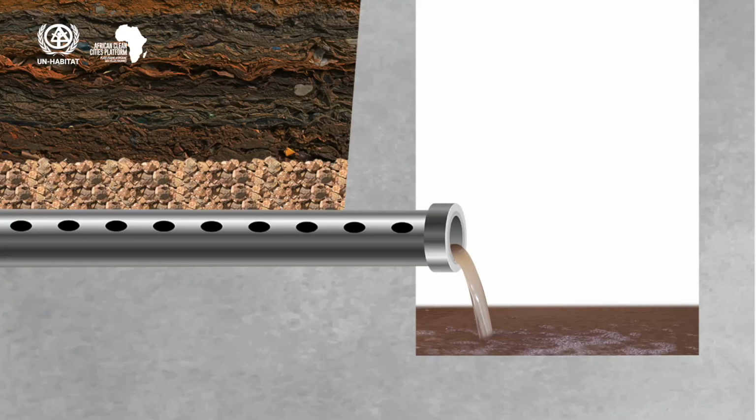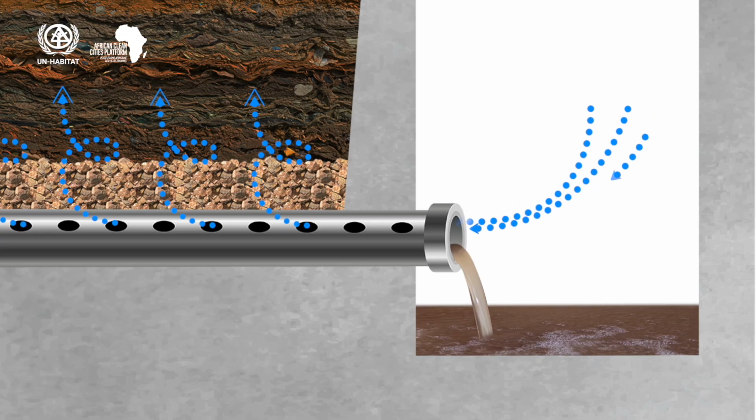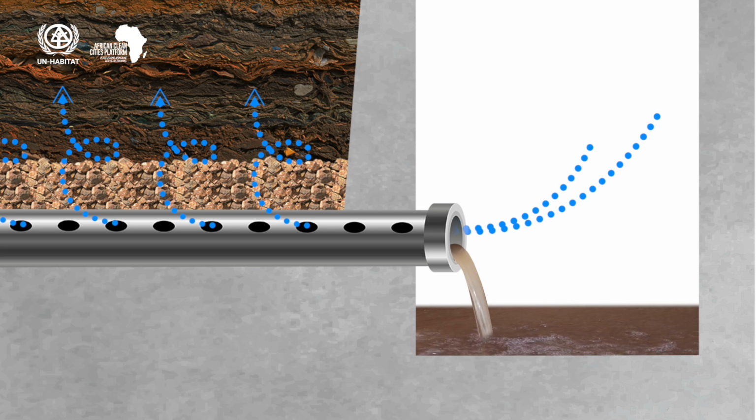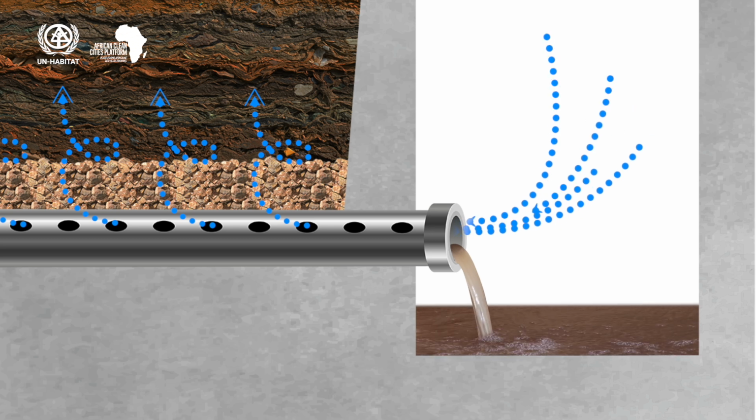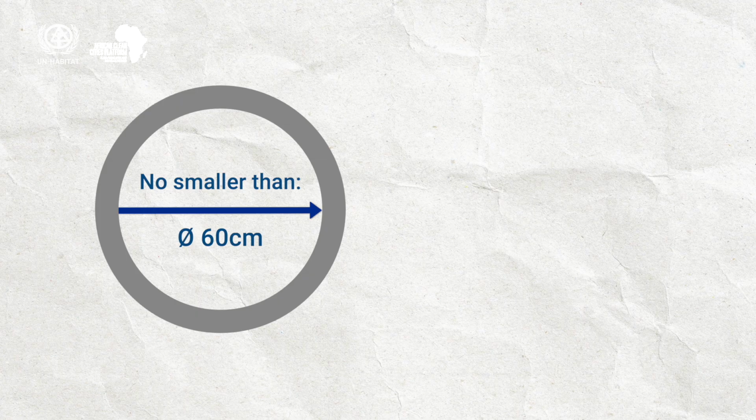The leachate pipes have two functions. One is to collect and drain away the leachate. The other is to allow air to flow into the waste mass. Because of this, the pipes need to have a wide diameter. Pipes made of reinforced concrete with a diameter of 60 centimeters is optimal.